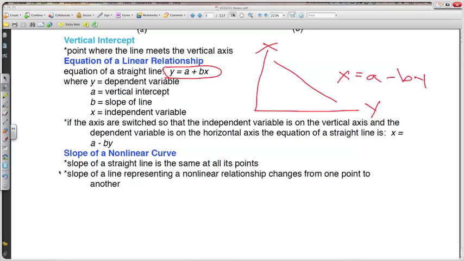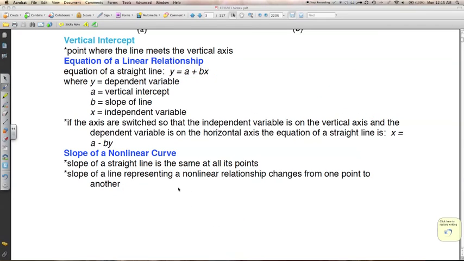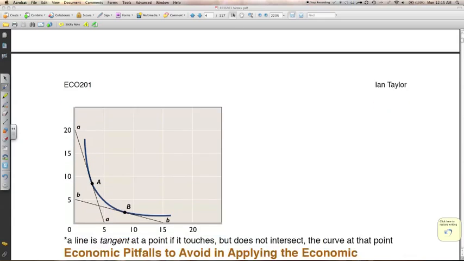Slope for a nonlinear curve. For a slope of a straight line, it's the same at all points. So any point along this line, the slope would be the same. But when we're representing a nonlinear relationship, the slope changes from one point to another.